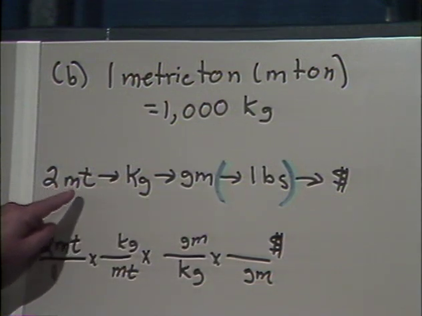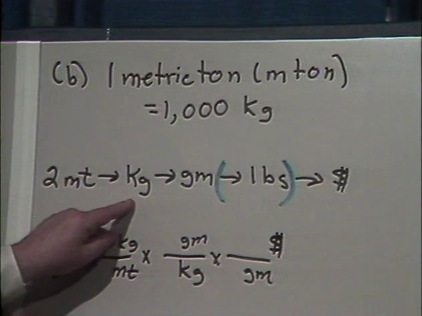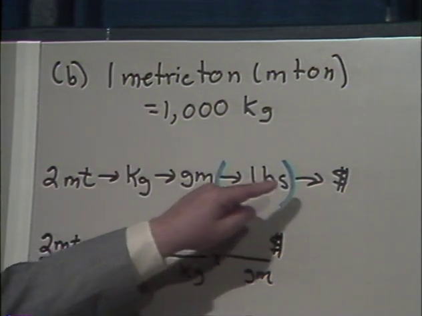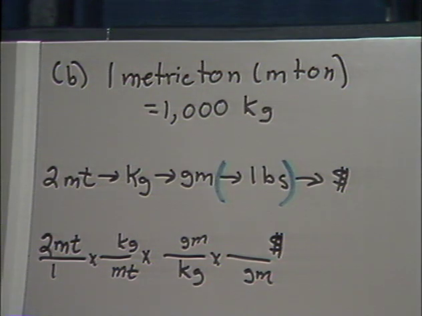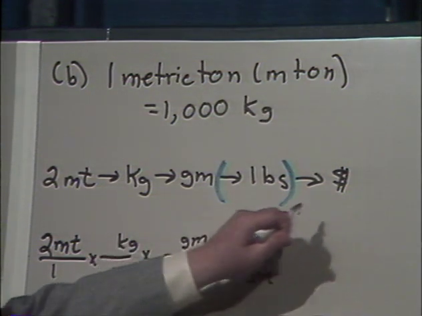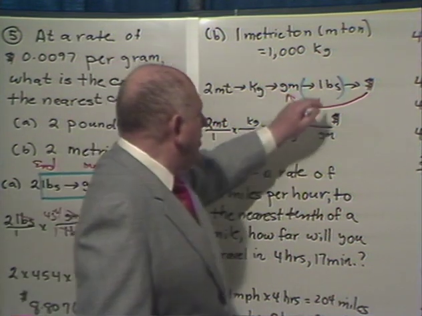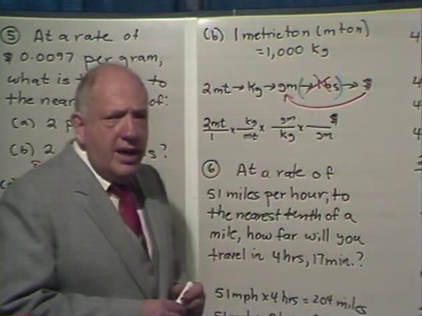Then I decided, why erase it when I can make this into a learning experience? See, from metric tons, I can get to kilograms. From kilograms, I can get to grams. From grams, I can get to pounds. And from pounds, I can get to dollars. Well, that's fine, except that in this problem, you're given dollars in terms of grams. See, in this particular problem, you don't need the English system.